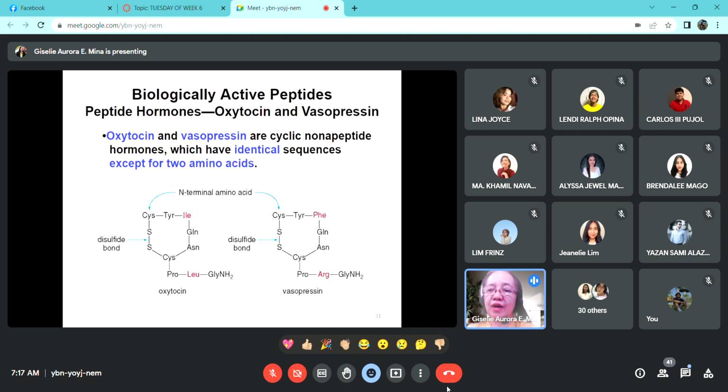Okay? Again, if the N-terminal is glycine, you have arginine as the adjacent amino acid. In oxytocin, you have leucine. So only in isoleucine and leucine that they differ from phenylalanine and arginine. Having the same number of amino acids and differing only in these two amino acids, isoleucine instead of phenylalanine, leucine instead of arginine, they have differences in their function.